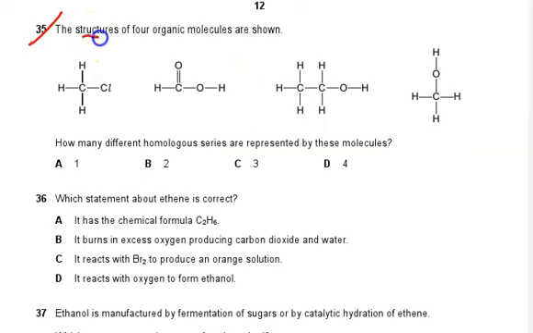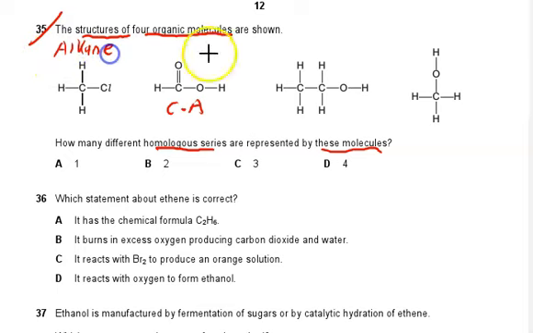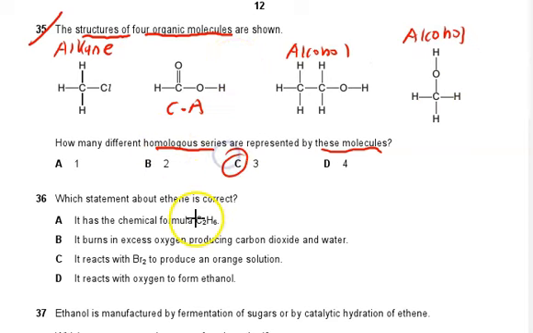Okay, number 35, the structure of 4 organic molecules are shown. So, how many different homologous series are represented by these molecules? So, this is carboxylic acid. This is supposed to be alkane. This is alcohol. And this is also an alcohol. Okay, so there is 3 groups. So your answer is C here.